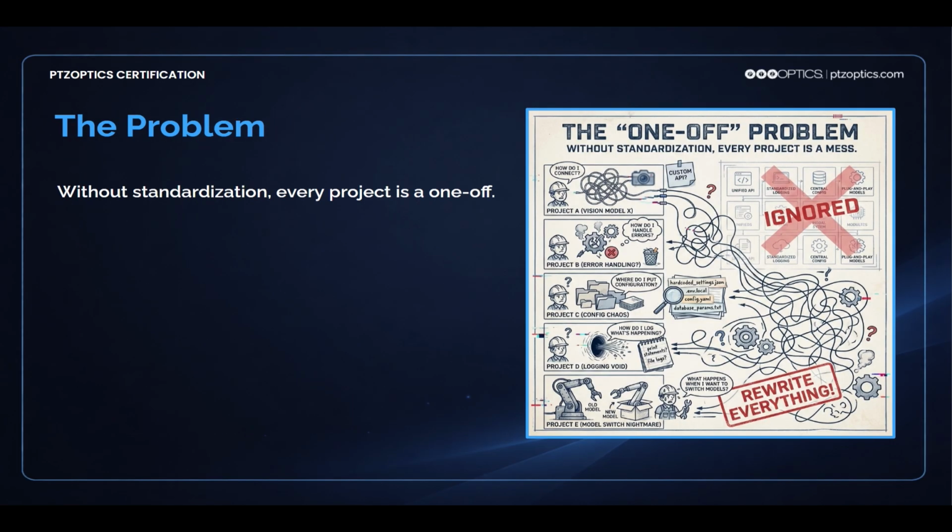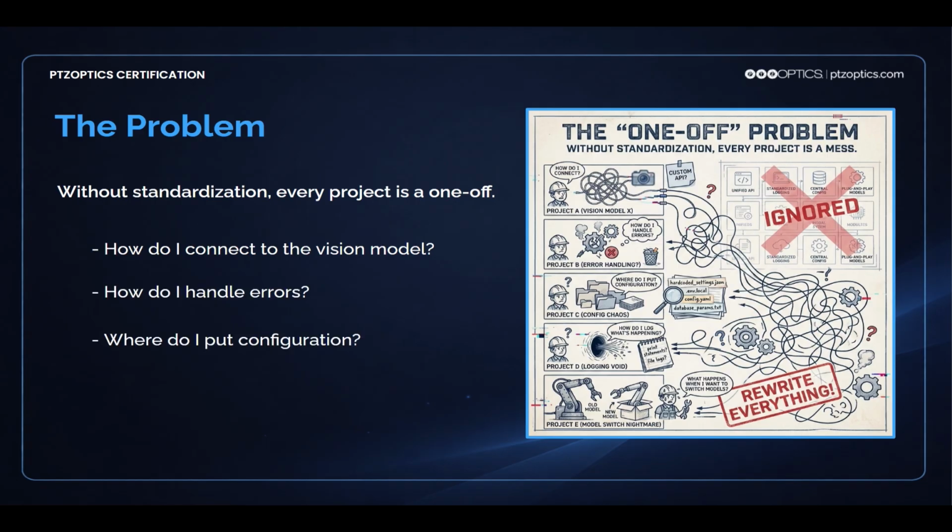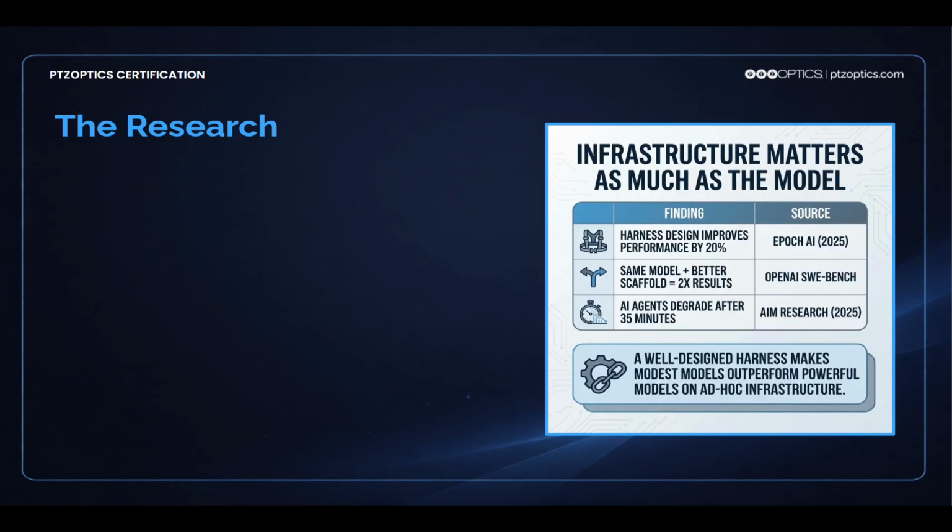One of the problems with just coding with AI is that you need standardization. You need to be able to make sure that it works every time with your team, the APIs that you want to use, with the products that you want to use. And that's what a harness does. And so we're going to help you figure out, how do we connect a vision model to this? How do we handle errors? And where do I put all of the configuration?